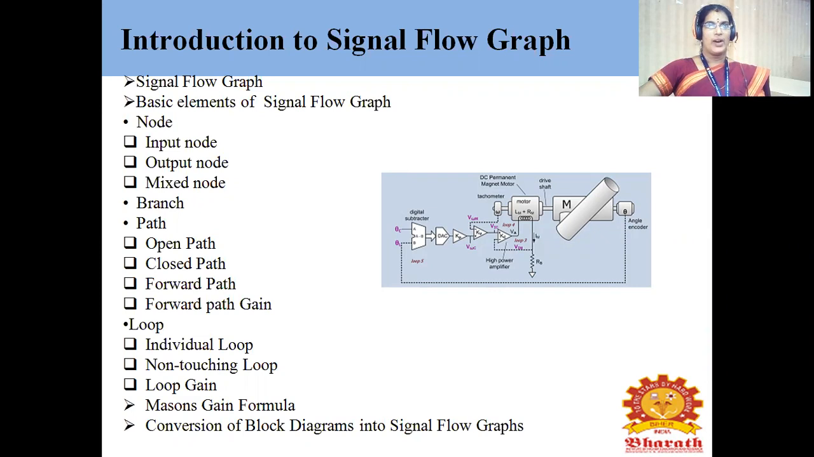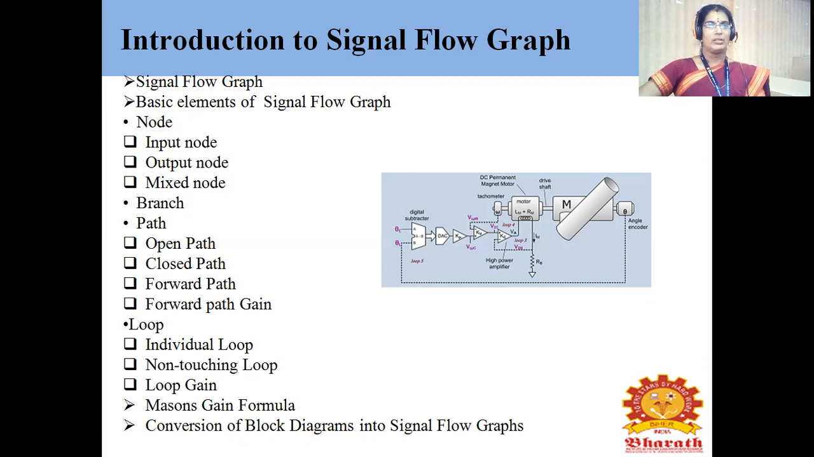Node is divided into three categories. First one is input node, second one is output node, third one is mixed node. And in path, there are four categories. First one is open path, second one is closed path, third one is forward path, and fourth one is forward path gain. In loop, it is divided into three categories. First one is individual loop, second one is non-touching loops, and third one is loop gain. All these terms are related with signal flow graph.